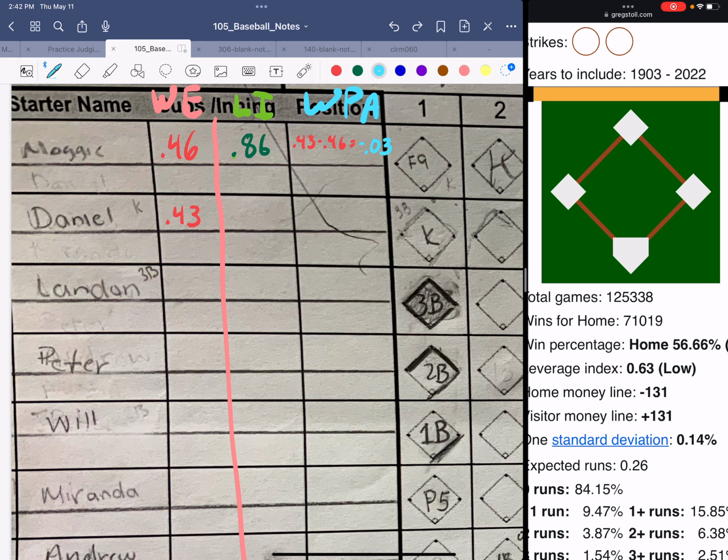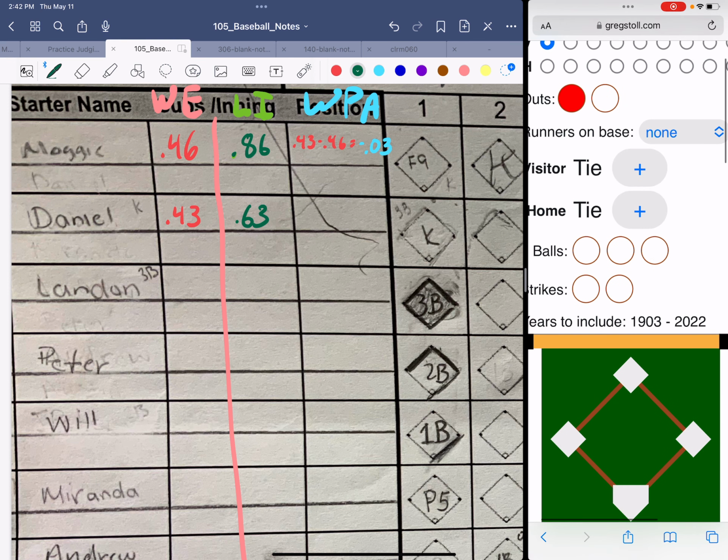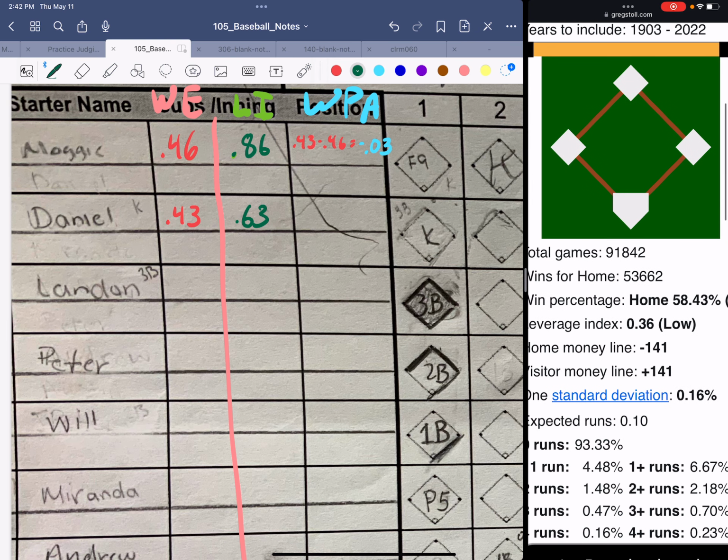So now Daniel's up at bat. We can immediately see what his leverage index is for his situation. It's 0.63. It's a little bit lower, a little bit less is at stake. There are more outs, less chance to score, etc. To find Daniel's win probability added, we see he made an out. He struck out. K means strikeout. So we add an out, and now the home team's win expectancy is 58%. So 100 minus 58 equals 42%, or 0.42. See how we got that?